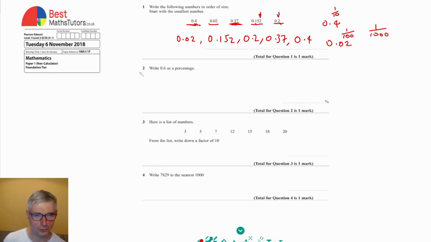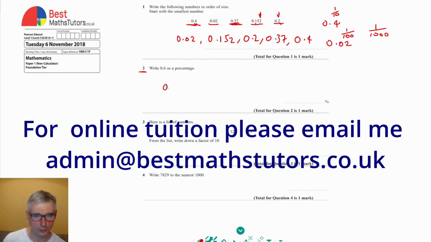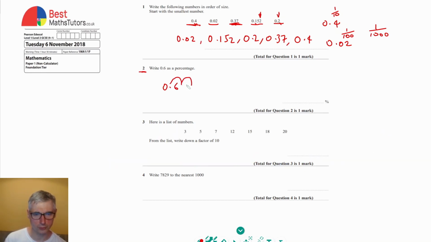Now moving on to question 2, 0.6 as a percentage. All we need to do for any decimal is take the decimal point and move it 2 places to the right. So we've got 0.6. If we move it 2 places to the right, 1, 2, and to do that we've got to have a 0 for it to move over. We can see that we've got 60.